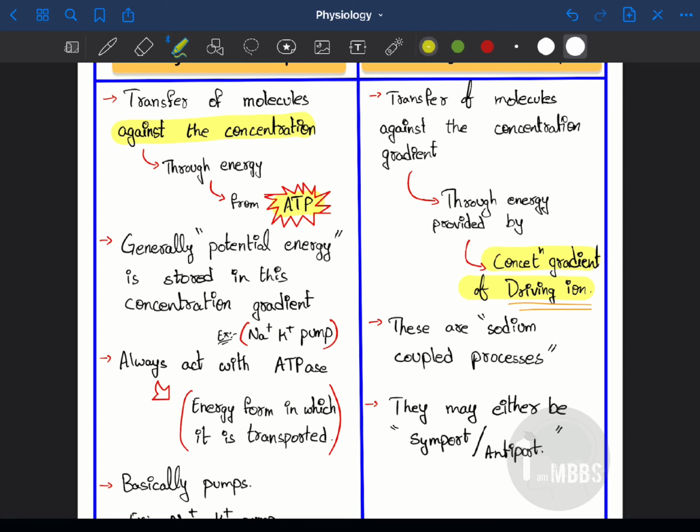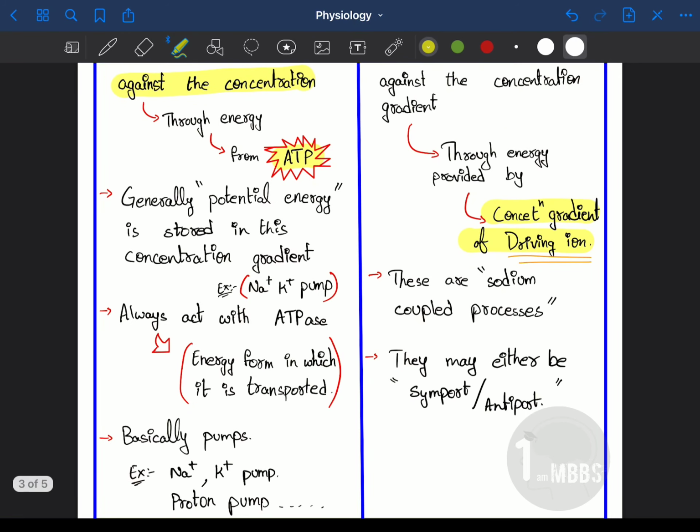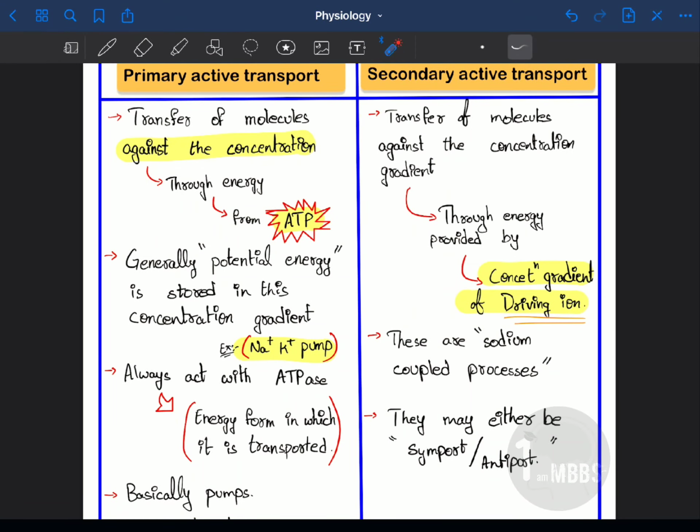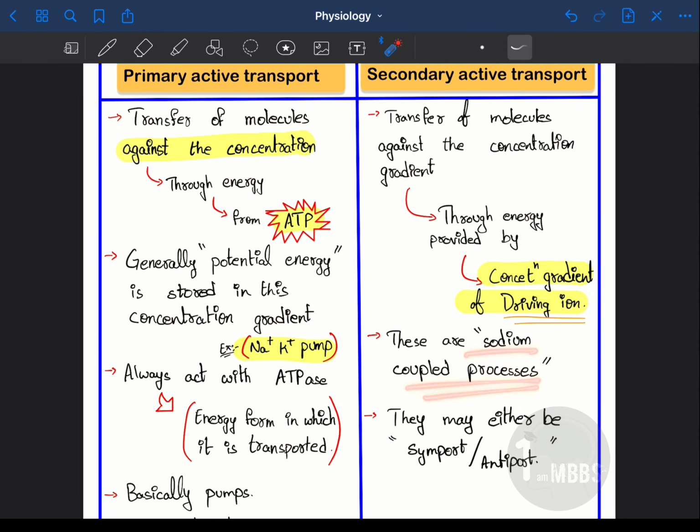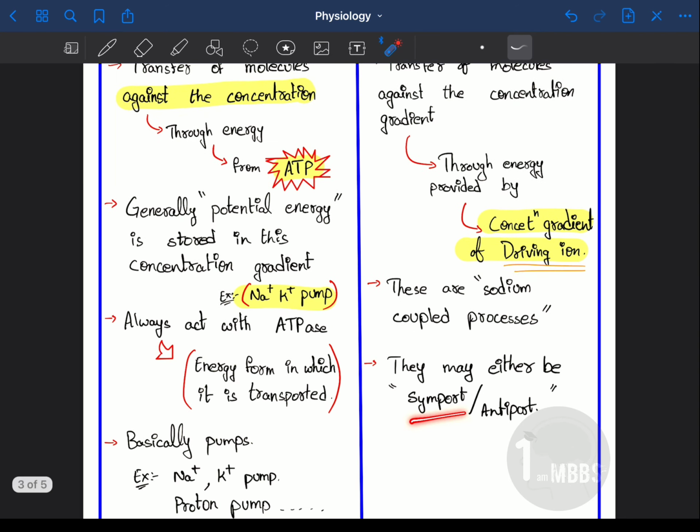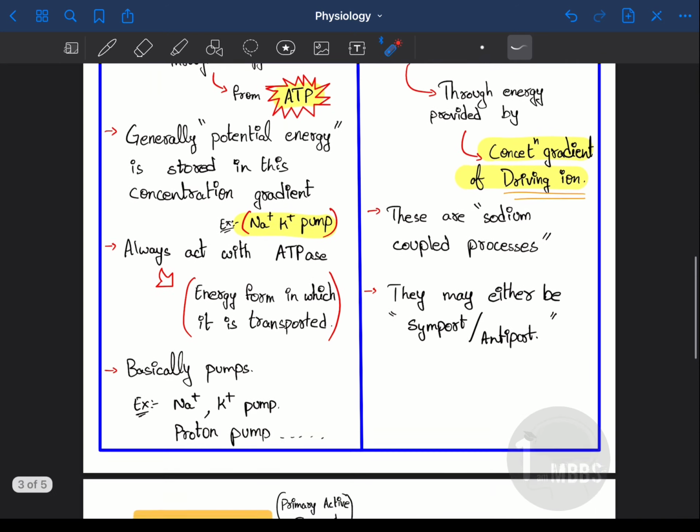The primary active transport, the famous main example is the sodium potassium pump. Here, the sodium potassium pump works to build up potential energy by transporting ions against the concentration gradient, such as the Na+ K+ pump, which we are going to read afterwards. The secondary active transport occurs with the help of mainly sodium, where sodium is known as the driving ion, which helps in driving the ion which is against the concentration gradient. There are two types, symport and antiport. There are other types which I am not going to discuss.